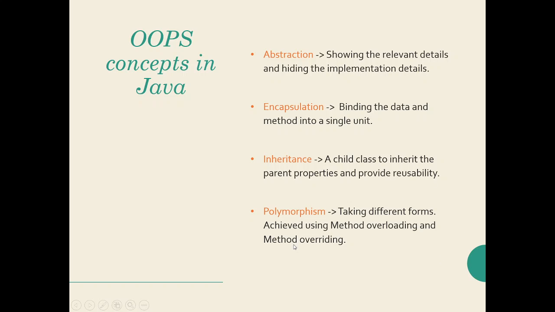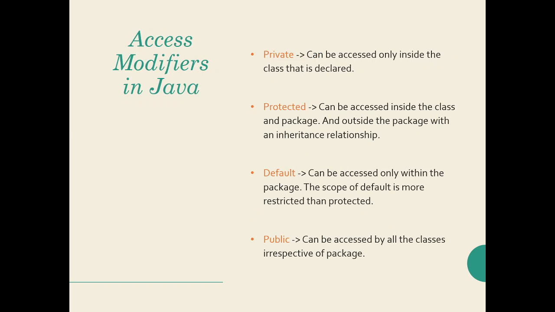What is polymorphism? Polymorphism is taking multiple forms. I want to perform similar kinds of operations, but the way it does differs, in that I'm passing a different number of arguments or different data types. So how can you achieve it? By means of method overloading. Method overloading is compile time, and method overriding is runtime, where you have an inheritance relationship.